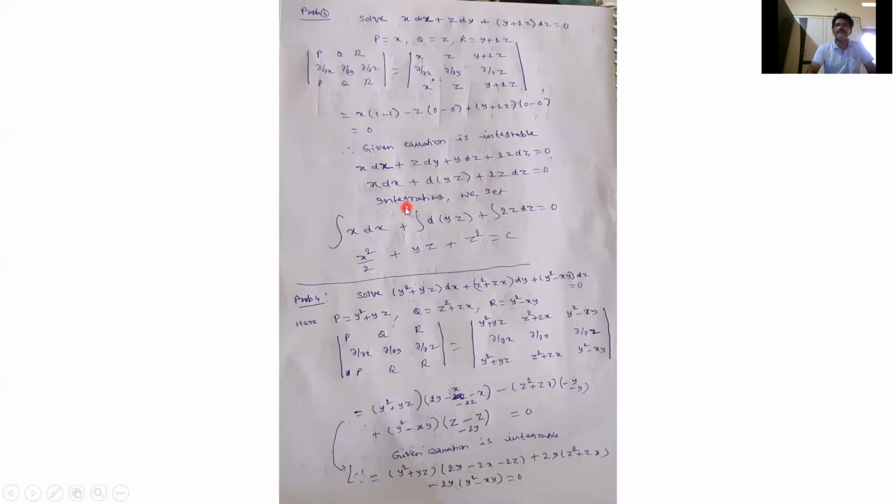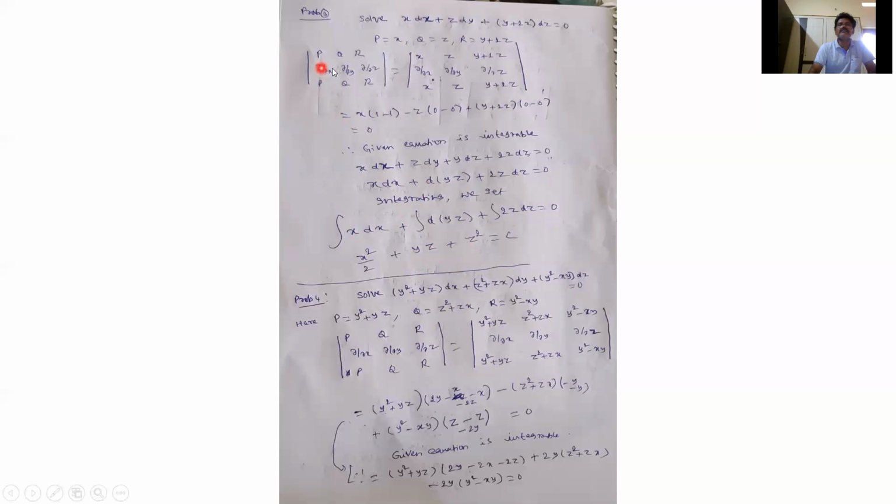So integrating, the integral of x dx is x square by 2. The integral of the derivative of yz is yz. The integral of 2z dz is z square. Finally, we get x square by 2 plus yz plus z square equal to c. So finally, we get the solution x square by 2 plus yz plus z square equal to c.